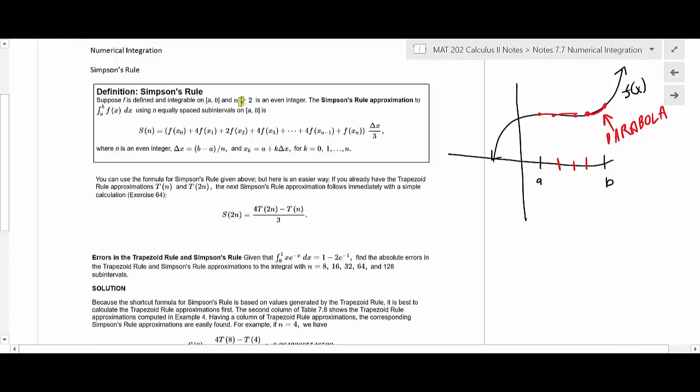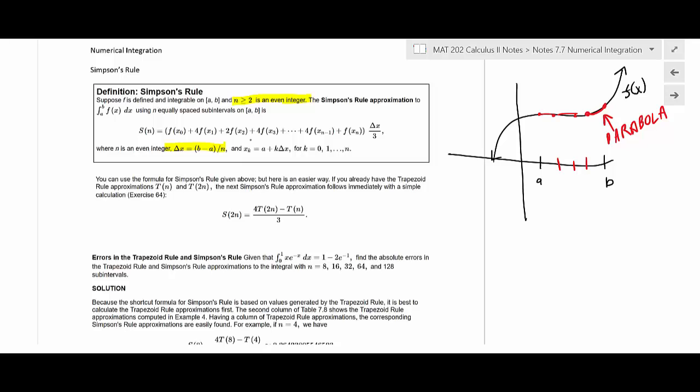Basically, you have to have n be an even integer. n is how many pieces you're subdividing this into. Delta x still means the same thing, b minus a over n. The formula is kind of weird, so let me talk through it. It's kind of crazy, but it goes like this. You have delta x over 3. I'm not going to derive that, but it really comes from the fact that if you're doing a parabola, you find 3 points on there, and then you find an equation of a parabola. Then it goes like this.